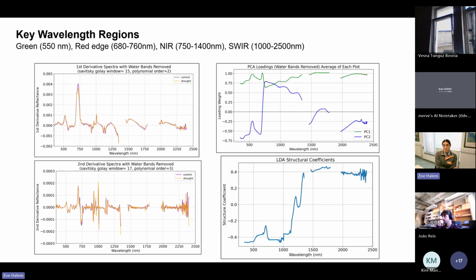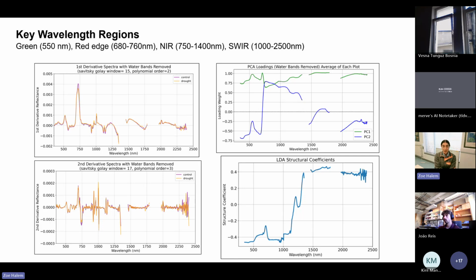Finally, I just wanted to point out some key wavelength regions that we were able to identify from spectral analysis. If we look at first and second derivative spectra, as well as investigating the PCA loadings and the LDA structural coefficients, we're able to pick out some key regions that can later be compared to other sensors. Specifically the green peak around 550 nanometers, telling us about pigment changes, as well as the vegetation red edge, telling us about photosynthetic activity.